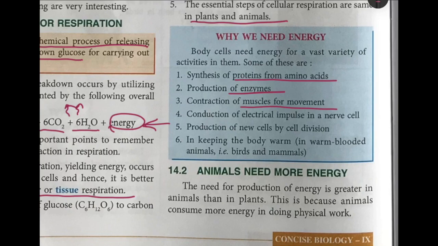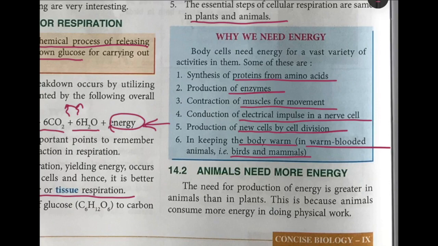nerve cells conduct impulses, when you feel, when you see, when you hear, for the conduction of electrical impulses also energy is required. For cell division, when new cells are produced, for that also we need energy. And in keeping the body warm, especially in warm-blooded animals, we are warm-blooded, birds and mammals are warm-blooded. That means we have a constant body temperature which doesn't change.